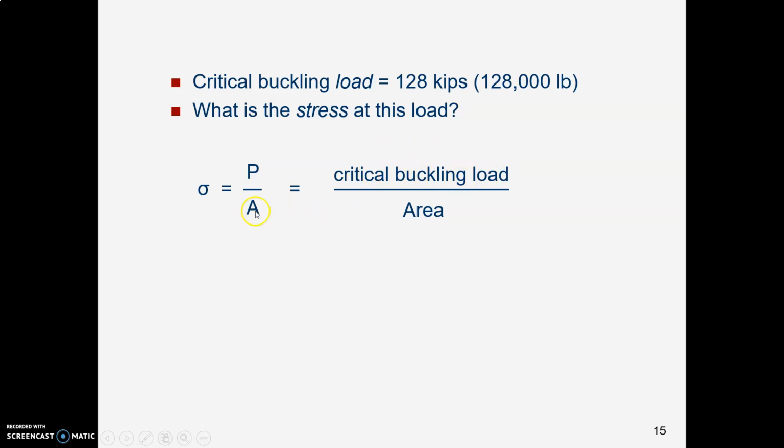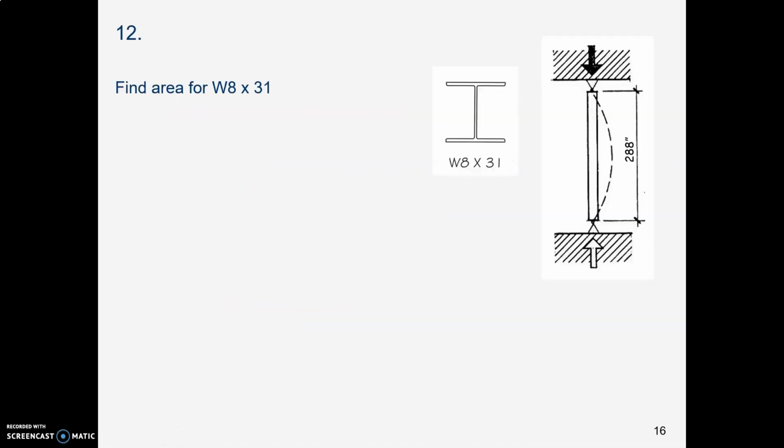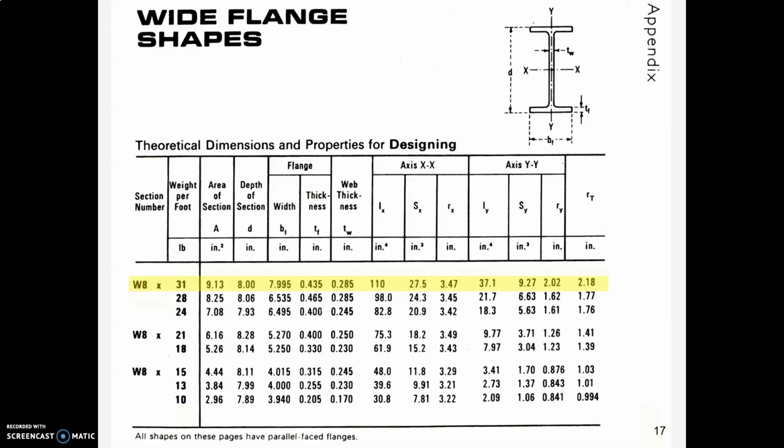Do we know the area? No, we don't, but we can look that up. So here's where we are so far. Stress is 128,000 divided by area. Let's look up the area, and again we have a wide flange, 8 by 31, so we can look up the area using our steel table. Again, I've zoomed in closely on the part of the table that we're interested in.